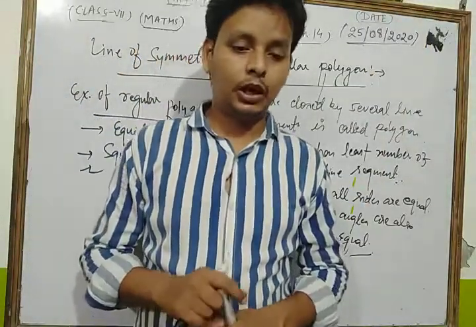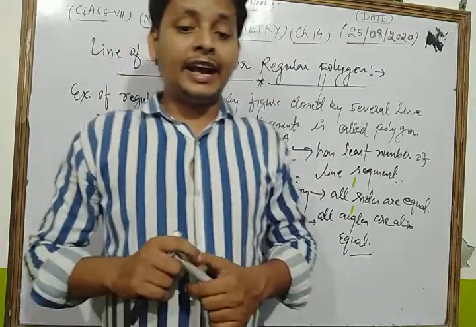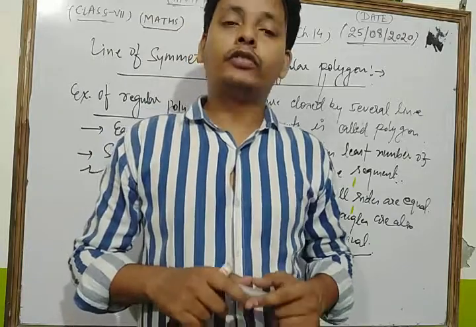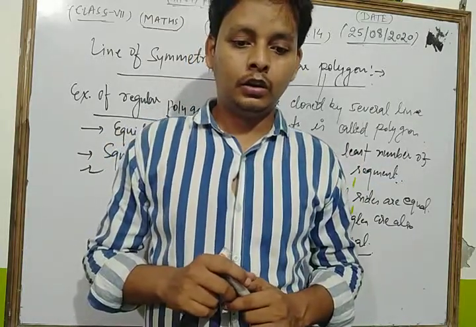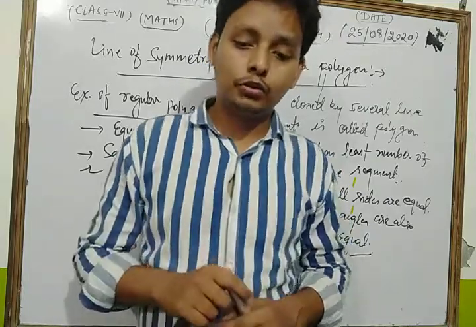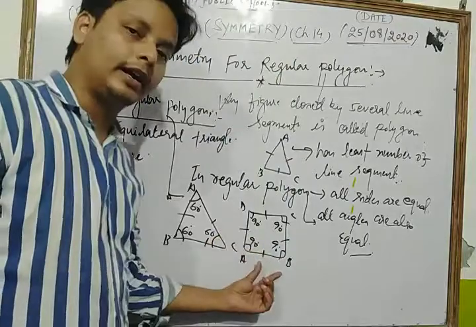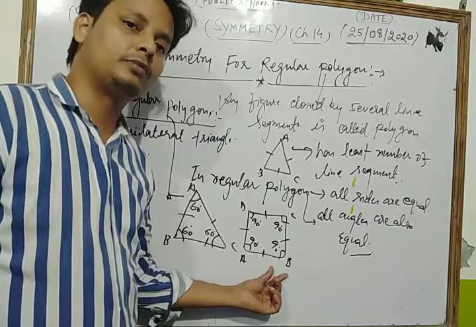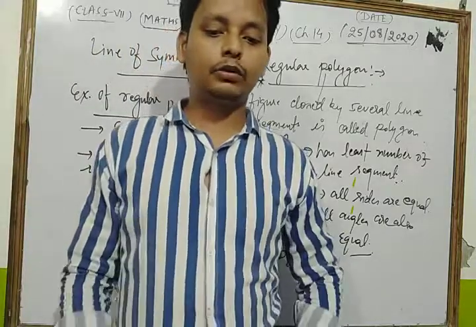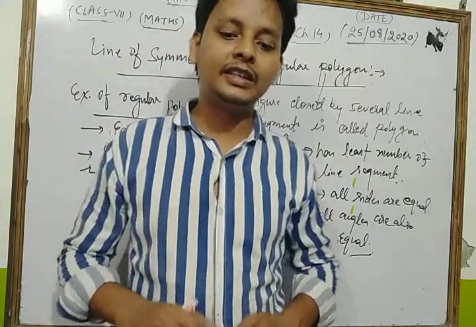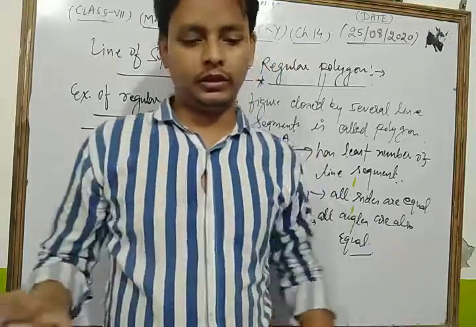Now clear? Yes. Now please listen carefully. Thus an equilateral triangle is a regular polygon of three sides. Now if I ask you a question, can you name the regular polygon of four sides? Your answer is square, because it is also an example of a regular polygon of four sides. An equilateral triangle is regular because each side has the same length and each of its angles measures 60 degrees.